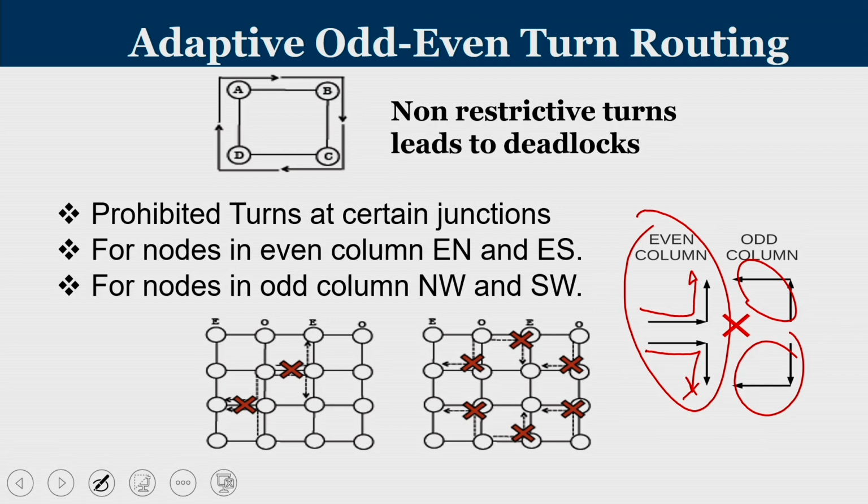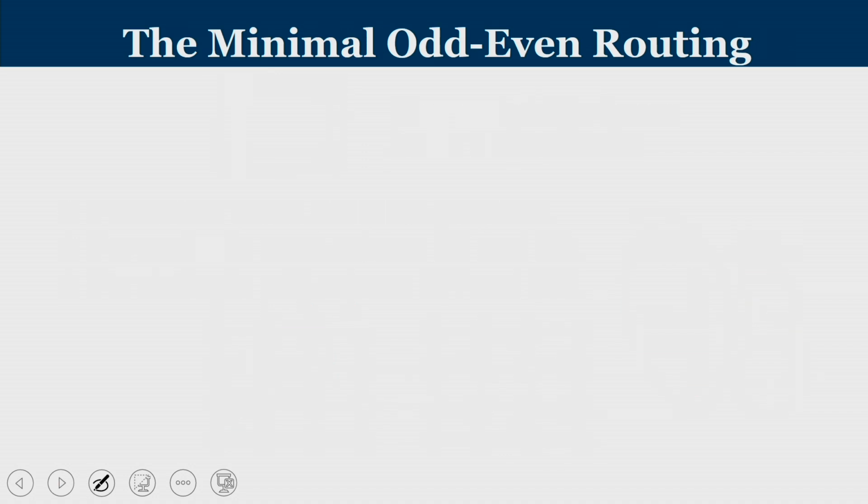So in a 16 core processor, what is shown is the 0th column, first column, second column and third column. 0 and 2 are even columns, so in even columns, these turns, whatever is shown in the diagram, are not allowed, and in odd columns, these turns are also not allowed. Similarly, the same thing happens in the other one as well.